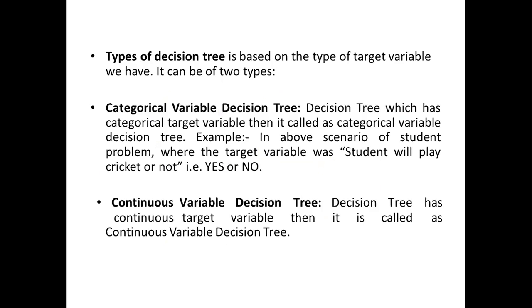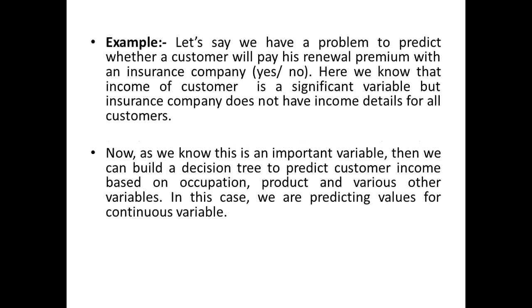Types of decision tree are based on the type of target variable we have. It can be of two types, categorical and continuous variable. Categorical variable decision tree is one which has a categorical target variable. For example, in the above student problem, the target variable was whether the student will play cricket or not, that is yes or no. Continuous variable decision tree means the decision tree has a continuous target variable.